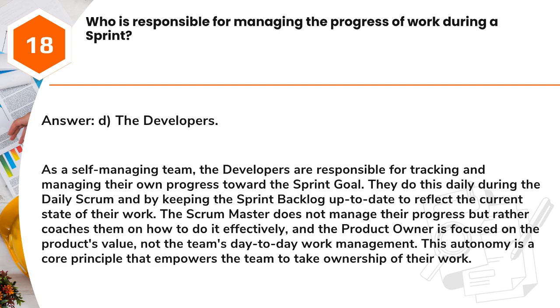The Scrum Master does not manage their progress but rather coaches them on how to do it effectively, and the product owner is focused on the product's value, not the team's day-to-day work management. This autonomy is a core principle that empowers the team to take ownership of their work.